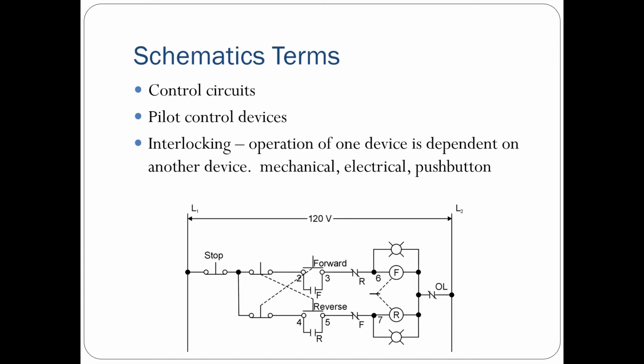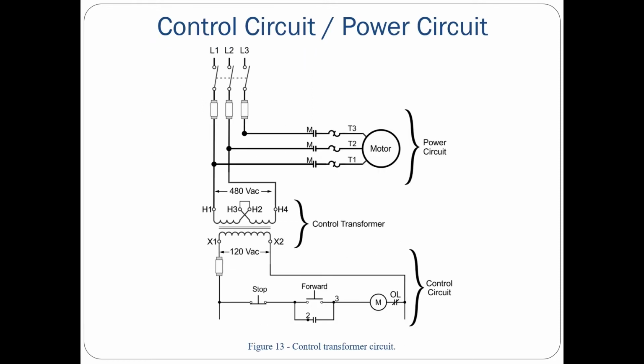When it comes to schematic diagrams, they have their own terminologies that we would not find in other types of drawings, such as control circuits, pilot control devices and interlocking. Within a schematic diagram, we typically have two different types of circuits. The first circuit is a power circuit, and the second circuit is the control circuit.